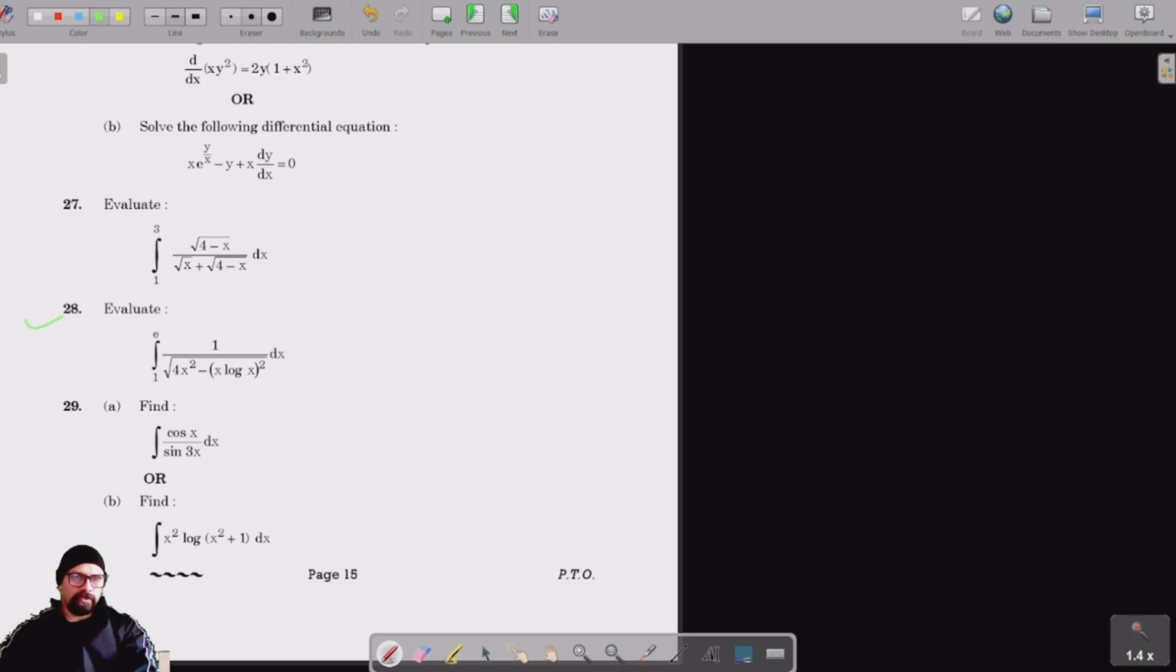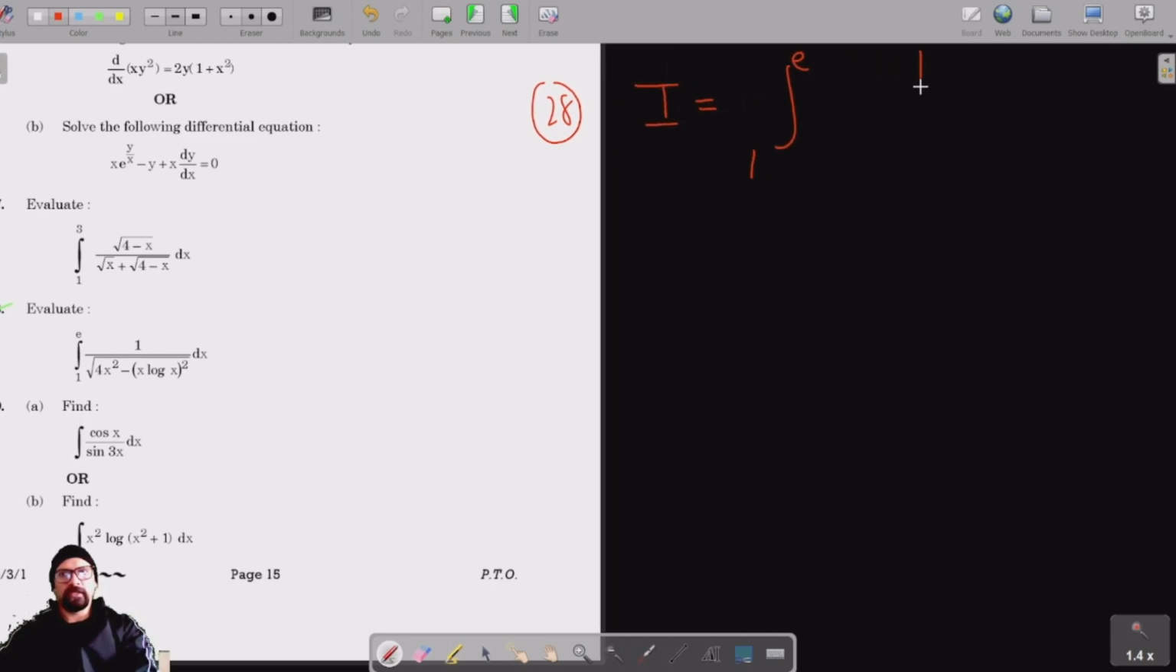Question number 28, we have to evaluate the definite integral with the limits of 1 to e. Let's say our integral I is equal to the integral from 1 to e of 1 upon 4x square minus x log x the whole square into dx.